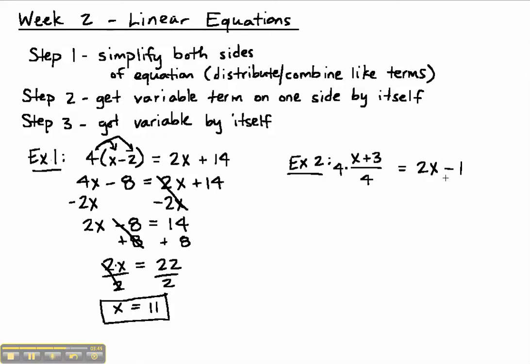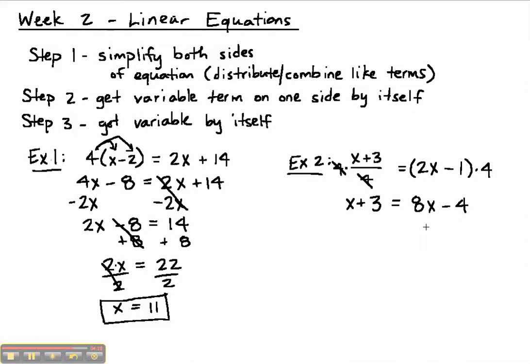notice we have a fraction on the left-hand side. Anytime we have a fraction, we want to get rid of that fraction by multiplying both sides by the denominator. So we're going to multiply by 4 on both sides. And in turn, we're distributing on the right-hand side. 2x times 4 is 8x, and negative 1 times 4 is negative 4.